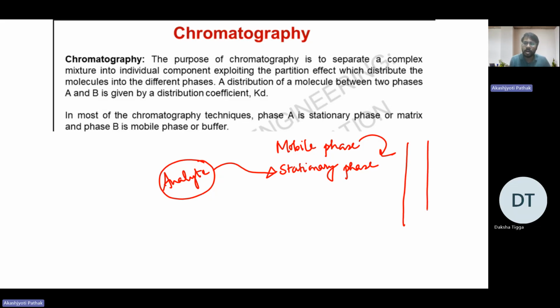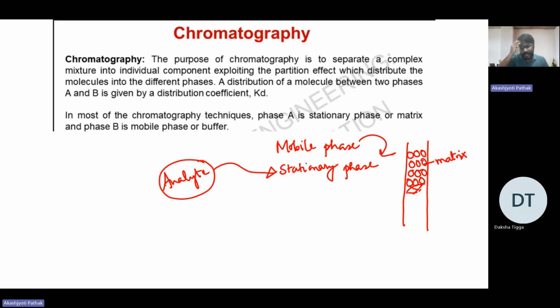So basically you have a column, and in this column you have different resins. This is called the matrix of the column. So this matrix of the column has resin. Now this resin can be a gel, for example there are dextran columns, which have dextrose and agarose linked to each other to form a mesh-like structure. Okay, or it can be Sephacryl, Sepharose. So there are different types of matrices that are commercially available.